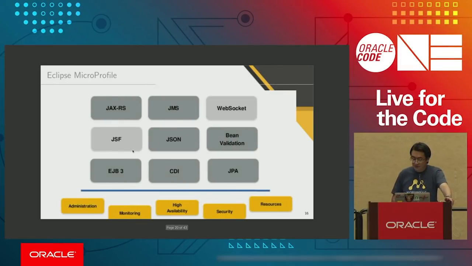MicroProfile, you will be using regular Java EE APIs as a basis, like JAX-RS, JMS, CDI, JPA, and Eclipse MicroProfile will complement your stack with some particular APIs in order to give you abilities to achieve better implementations of microservices, including administration, monitoring capabilities, high availability, security, and resources. How is MicroProfile working today, and what could you expect in the near future about this implementation?